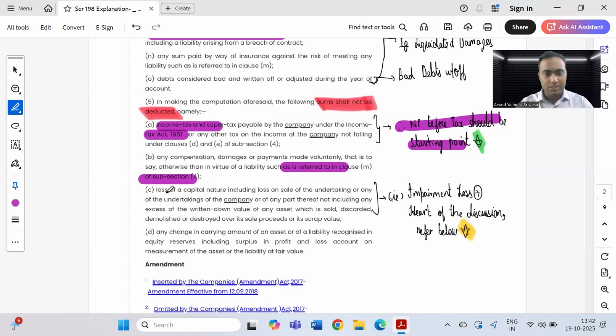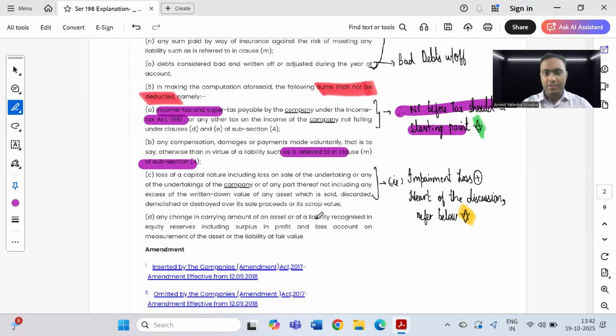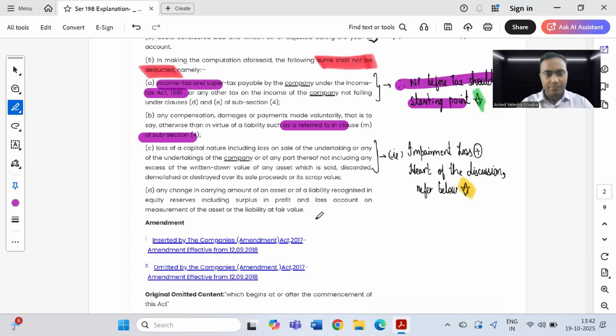So it is saying loss of capital nature, including loss on sale of undertaking or any of the undertakings of the company or of any part thereof, not including any excess of the written down value of the asset, which is sold, discarded, demolished, or destroyed over its sale proceeds or its scrap value. Yes, again, here it is saying that you don't need to add it back. That is what they are referring to.